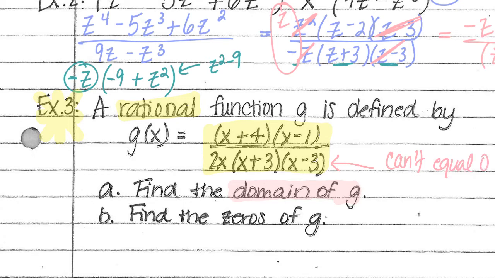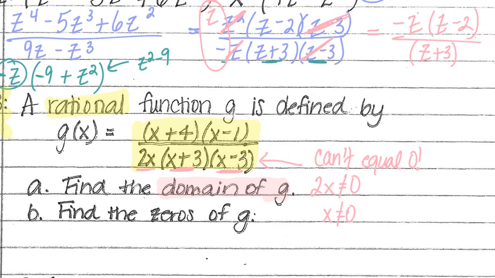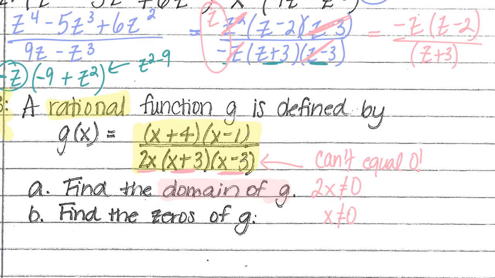It can't equal 0 because that would be undefined. So I'm going to take these 3 and tell myself, or the answer, that 2x cannot equal 0. So when I solve here, x cannot equal 0. I'm also going to tell myself that x plus 3 cannot equal 0. So x cannot equal negative 3.